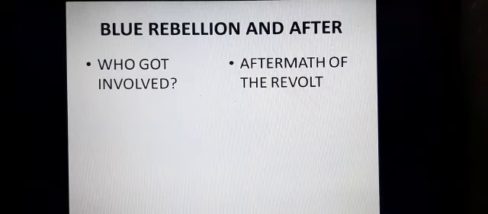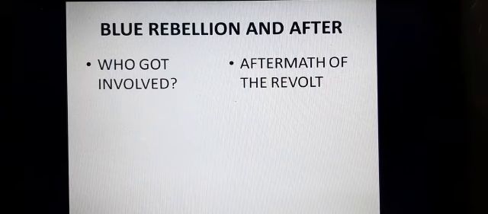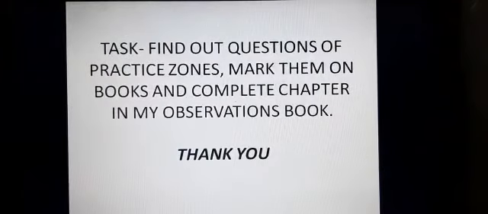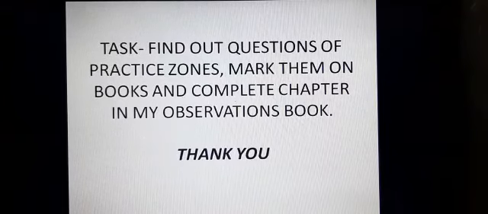So like this our chapter has finished, students. Now the task for you is to find the questions of the practice zones and mark them in your books with pencil, and also complete this chapter in the My Observation book.